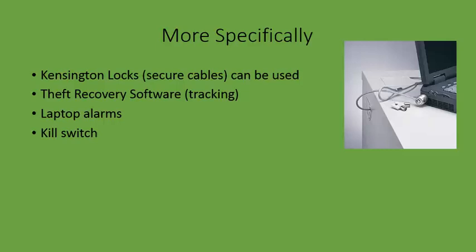More specifically, items like Kensington locks or secure cables can be used. You could install theft recovery software which allows you to track your devices. You can buy laptop alarms which are triggered when the laptop is moved or if the Kensington lock cable is broken. And certain items such as BlackBerry devices have a kill switch where you can remotely send an instruction to the phone to wipe it clean in the event that it is lost or stolen.